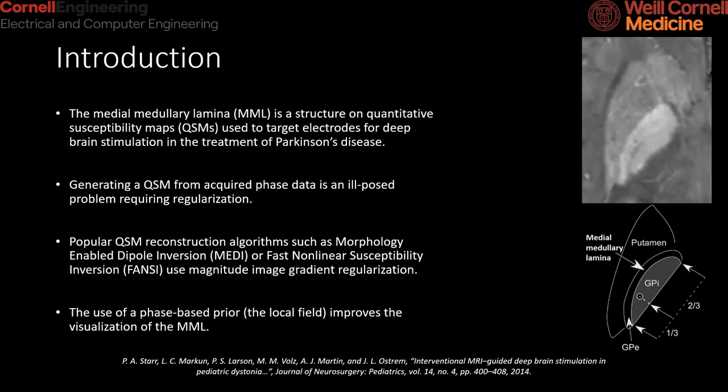The medial medullary lamina is critical in deep brain stimulation planning because it separates the globus pallidus interna from the globus pallidus externa, where the former is targeted in deep brain stimulation surgery.